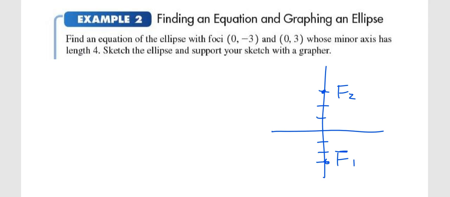It says that the minor axis has length 4. The minor axis would be edge to edge. So how far left and how far right should I go? I should be going 2 left and 2 right. So I know I'm going to be stopping there and stopping here.